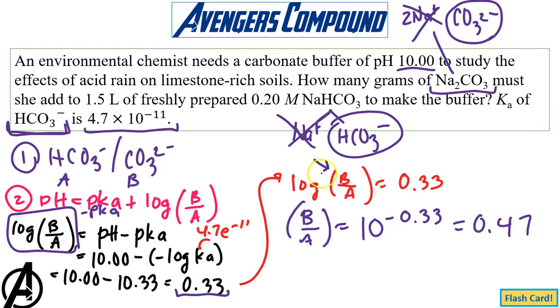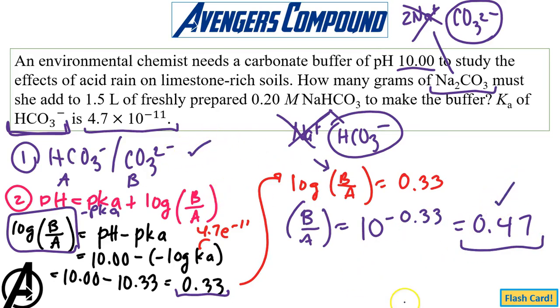Now I want to get my ratio by itself. So I take the anti-log, or I take 10 to the power of both sides. If I take 10 to the power of a log, it's going to cancel, leaving the ratio by itself. And so I have my ratio is equal to 10 raised to the power of negative 0.33, and this is equal to 0.47. So out of my 4 steps, the first step, I already got my conjugate acid-base pair.